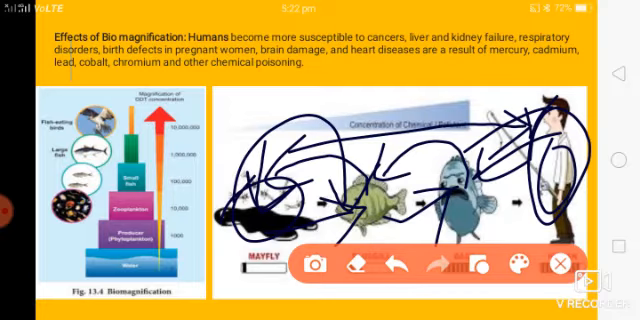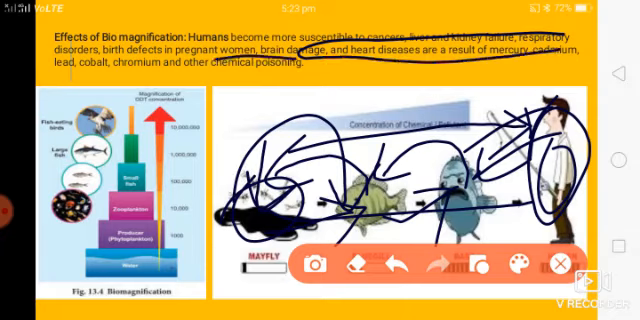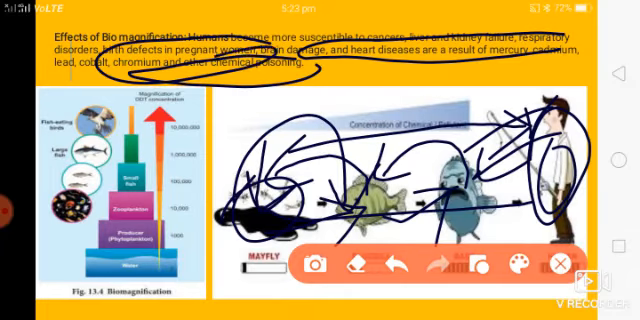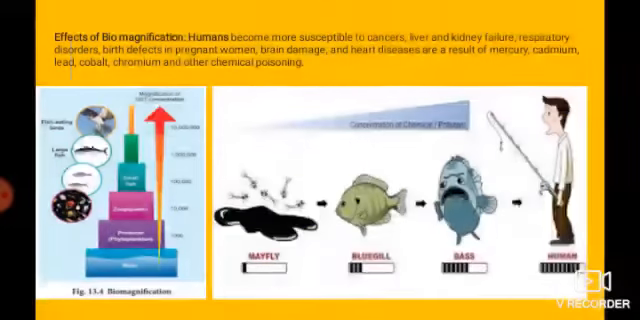So this is how the transfer of toxic substance happens in a food chain, and that phenomenon is called biomagnification or biological magnification, and it causes serious damage to our body. Right?